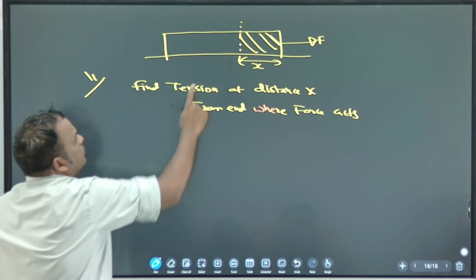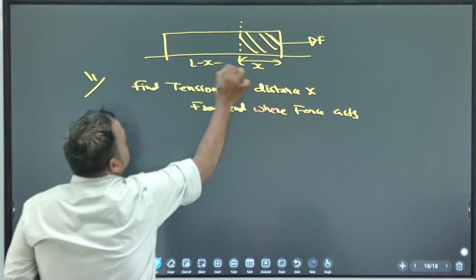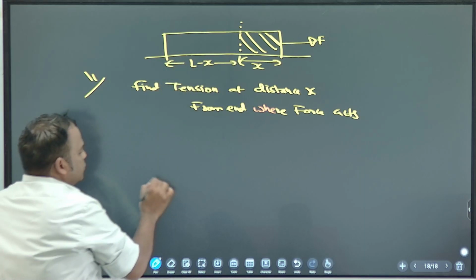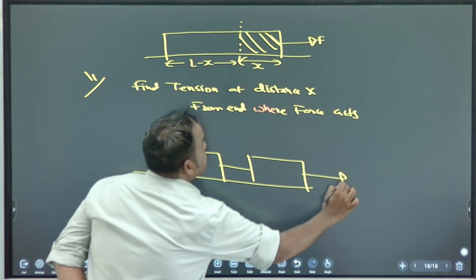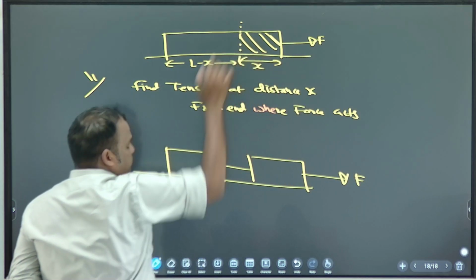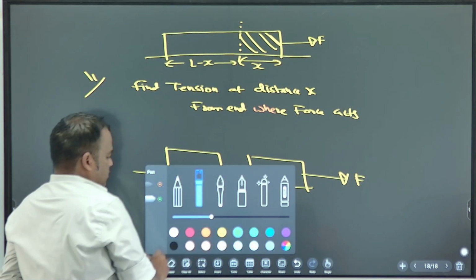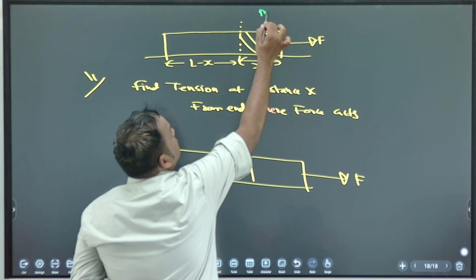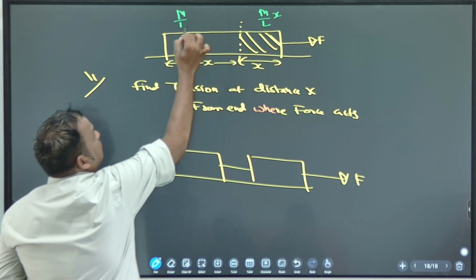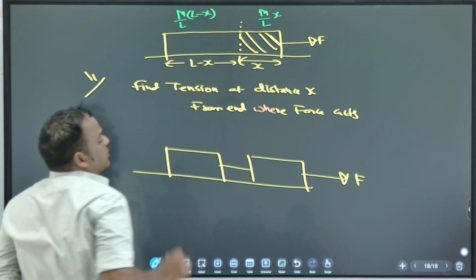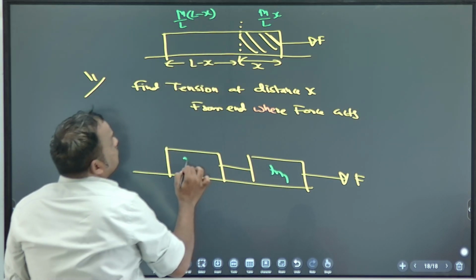So you divide. What is this distance? L minus X. So you can consider two blocks like this. What is the mass of this block? M by L into X. What is the mass of this block? M by L into L minus X. Very good. So suppose this is M1, this is M2.